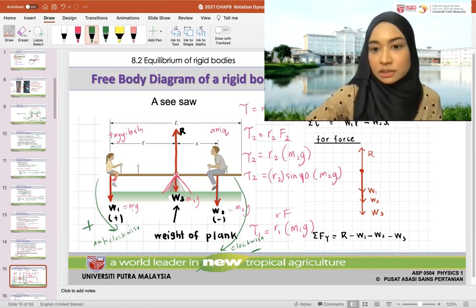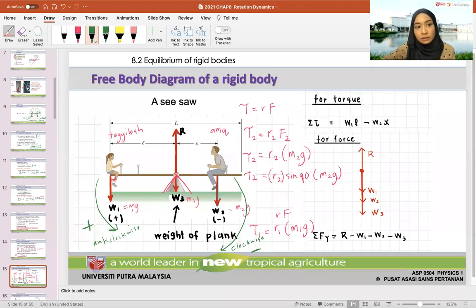Okay, now we can make my face small again. So here W1 or M1G, this is L, this is the radius. The radius is L. So this one is positive. And Anik applies a negative torque to the system. So it's minus W2X. What is X? X is the R. The R is the force's distance to the axis of rotation. This is the R for Anik, and this is the R for Taiba. R for Taiba is L, R for Anik is X.